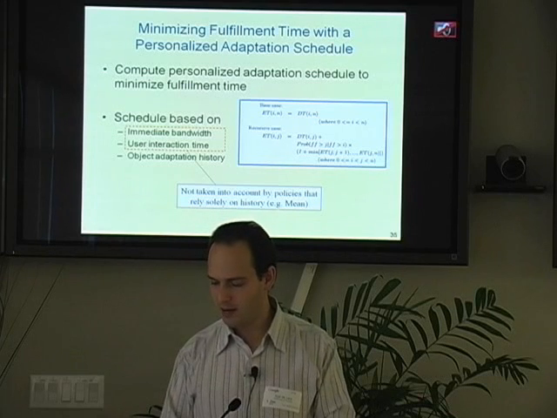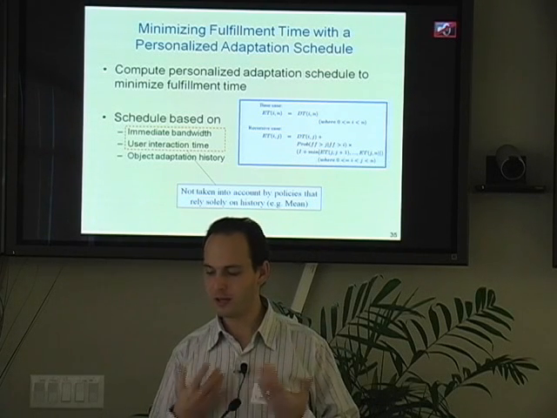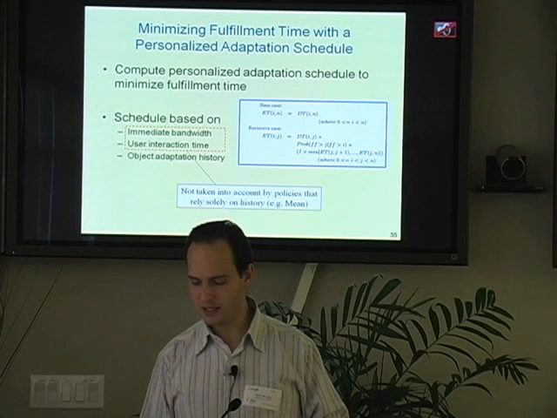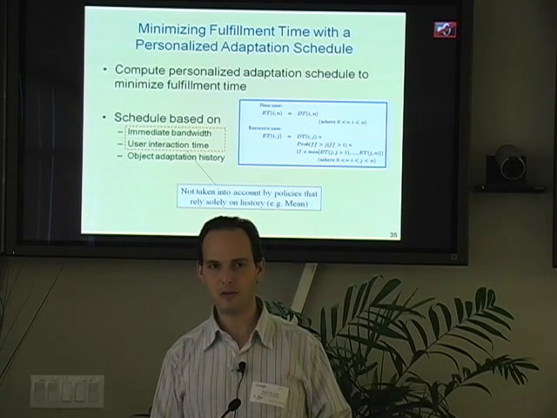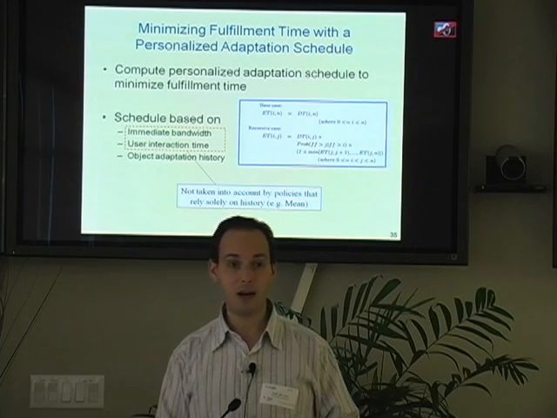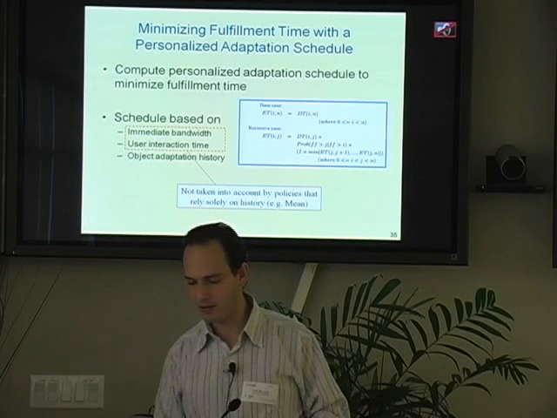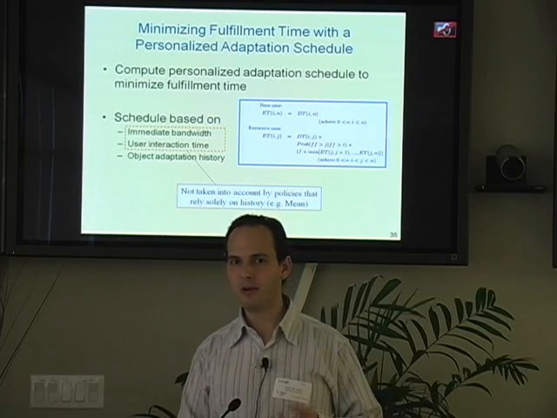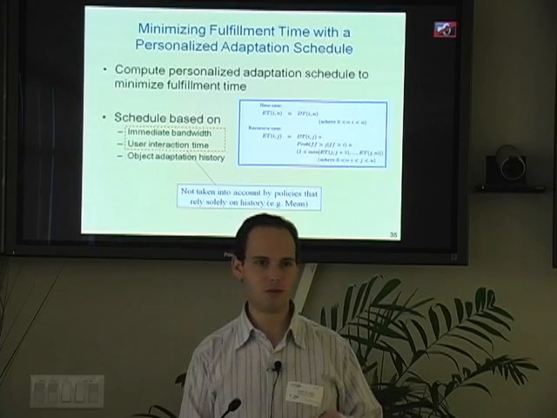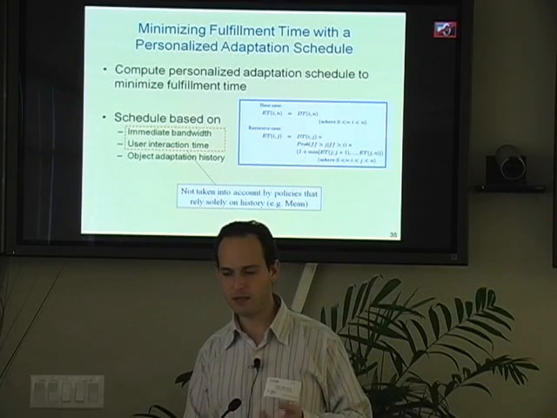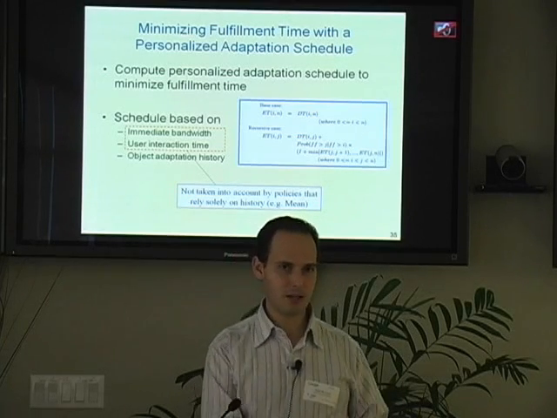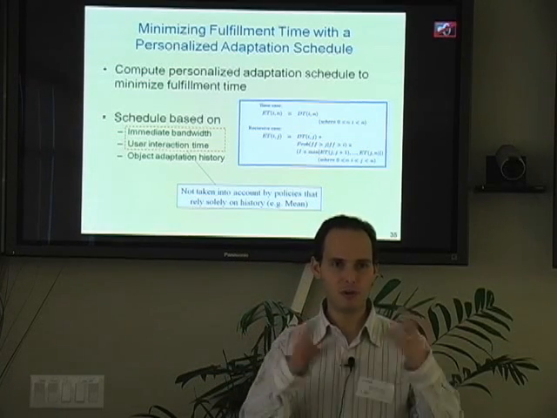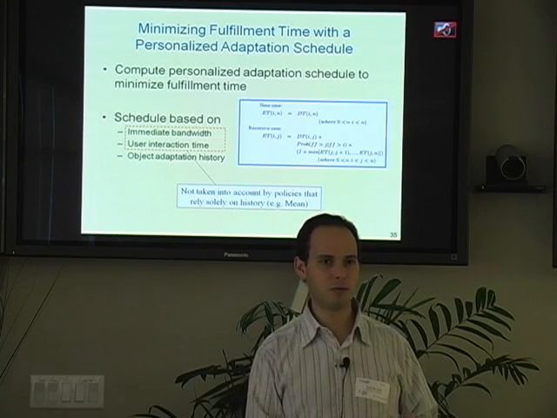So instead, we developed what we call a personalized adaptation schedule, which is a policy that looks at the history of the adaptation, the amount of bandwidth that is currently available, and how long it takes users to interact. Based on that, it builds an optimal strategy for downloading the content. There are two elements that I have to take into account: the more content I download, that chews up time, and every time the user interacts, that chews up a couple of seconds as well. So the total time will be download time plus interaction time, and we want to optimize that.